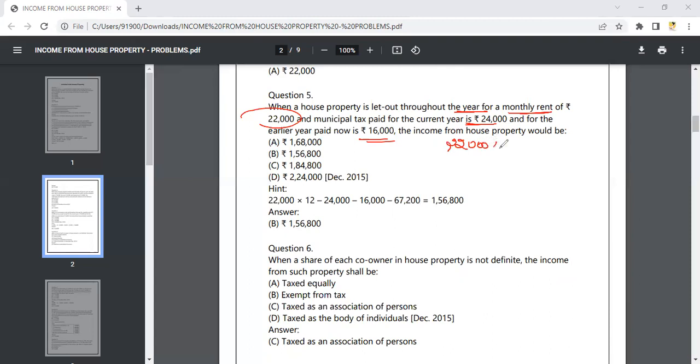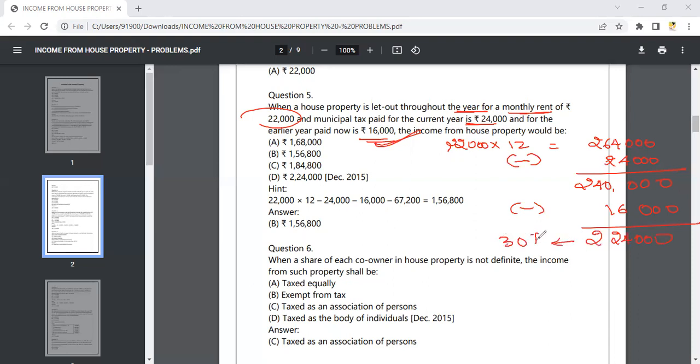22,000 into 12, you will do that. So you will get 2,64,000. From that you will minus the municipal tax, that is 24,000. When you minus this, you will get the balance of 2,40,000. From this again, you will minus the municipal tax of 16,000, which is again given in the question. When I minus this, I will get 2,24,000. And this is the actual amount.